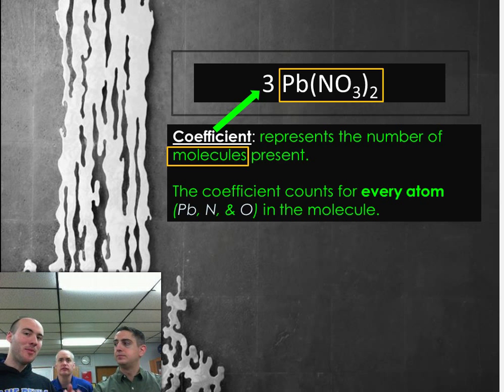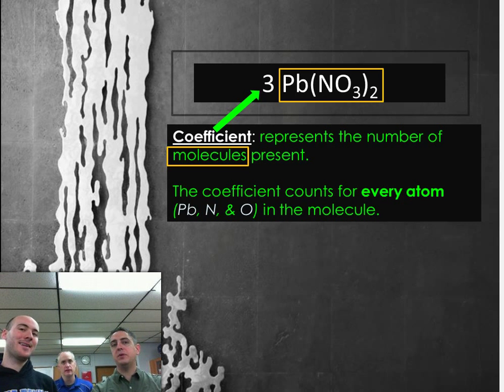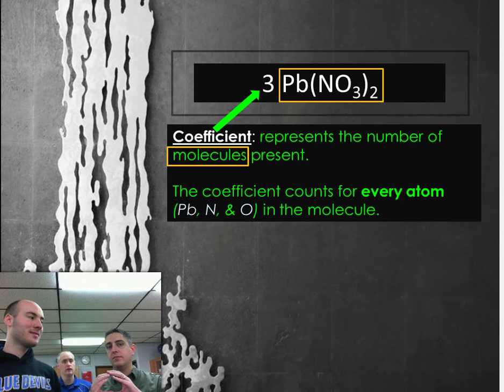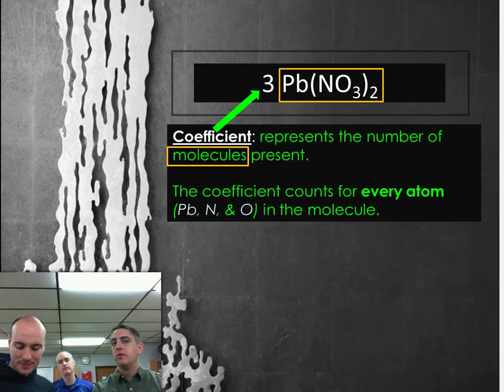Yes. And in this case, the molecule is lead put together with all these N's and O's. So you have that whole group, and then that 3 means that of that whole group, you have 3 of those groups together. Imagine that Pb(NO3)2 was like a wooden block, and you'd actually have 3 of those wooden blocks right next to each other. Okay, got it.